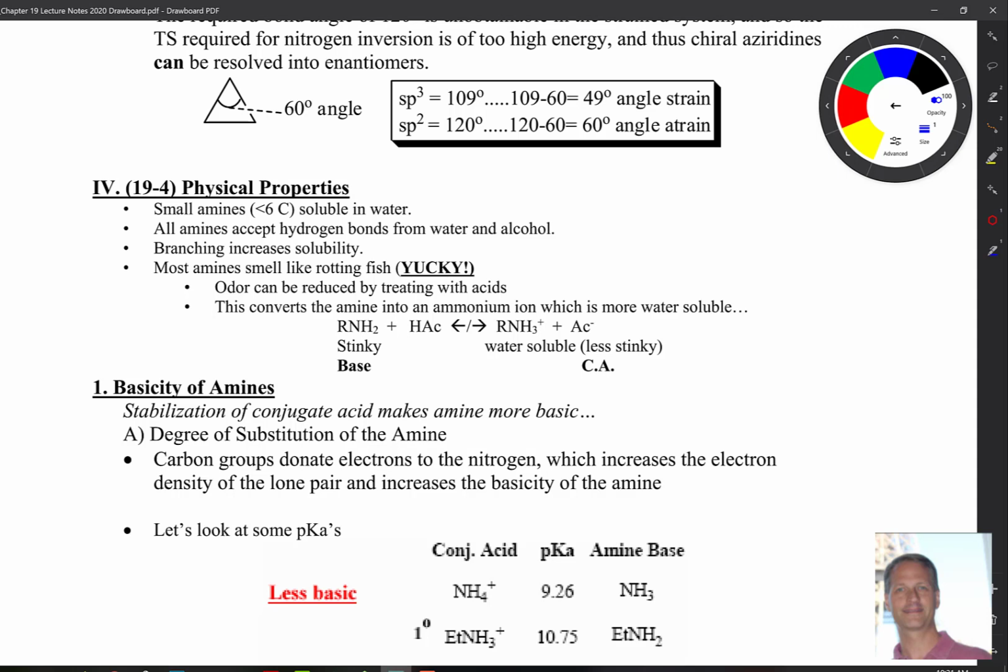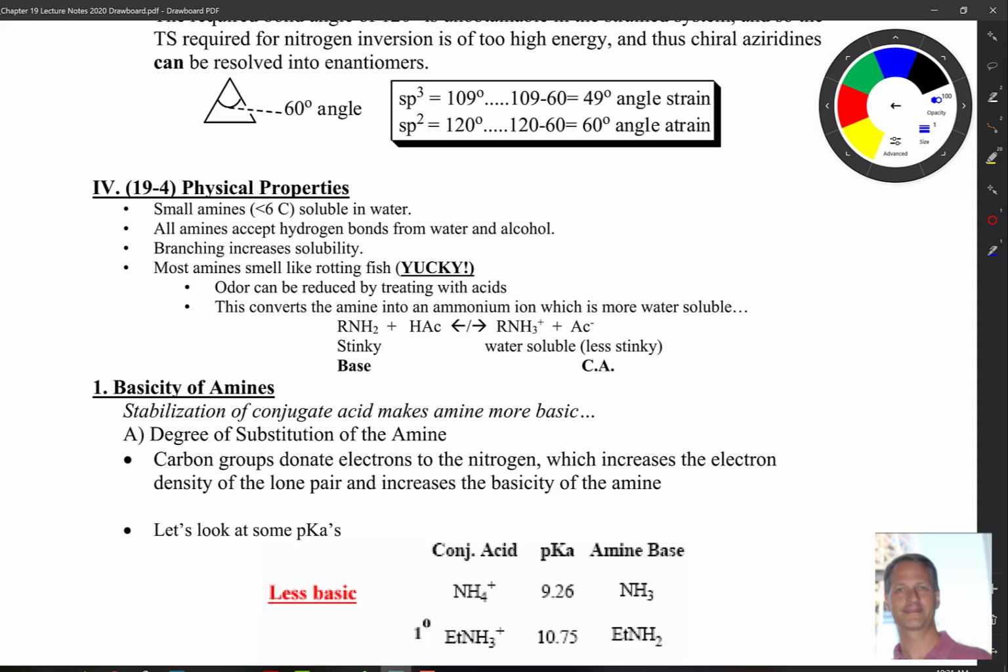And of course, like we saw before, branching increases the solubility. Side note is most amines smell like rotting fish, so they're very stinky. And if you've ever been in a lab or if you ever have a chance to work with them, you'll recognize this very, very quickly.